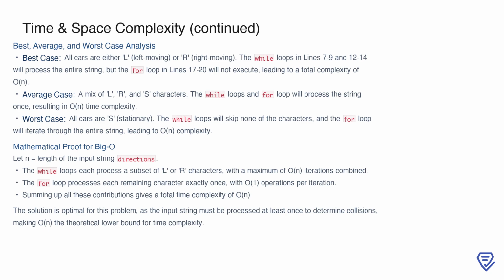In the worst case, if all cars are stationary, S, the while loops will skip no characters, and the for loop will iterate through the entire string, again resulting in O(n) complexity. Mathematically, this is supported by the fact that the while loops together process subsets of L and R characters, with at most O(n) iterations. Similarly, the for loop processes each remaining character exactly once, with O(1) operations per character.